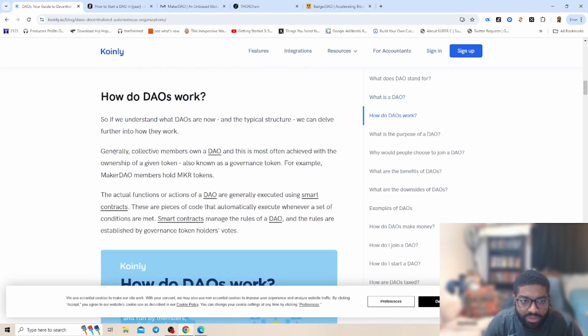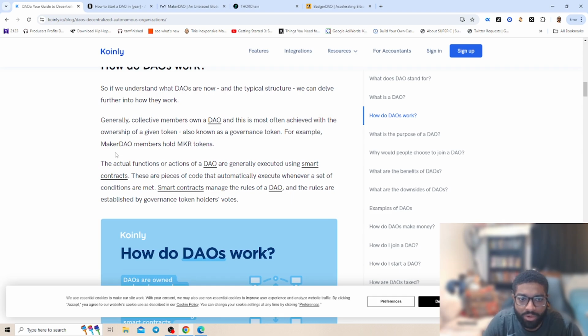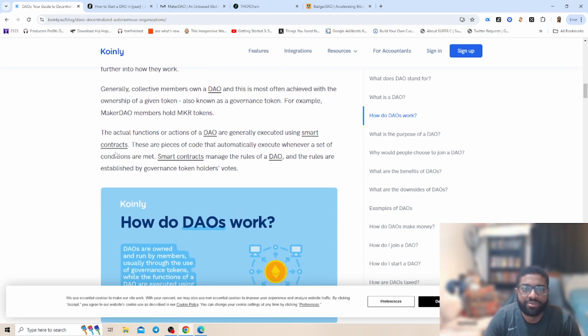How do DAOs work? So we understand what DAOs are now and their typical structure, so we can dive further into how they work. Generally, collective members own a DAO, and this is most often achieved with ownership of a given token, also known as a governance token. For example, MakerDAO members hold MKR tokens. The actual functions of a DAO are generally executed using smart contracts. These are pieces of code that automatically execute whenever conditions are met. Smart contracts manage the rules of a DAO and the rules established by the governance token holders' votes.